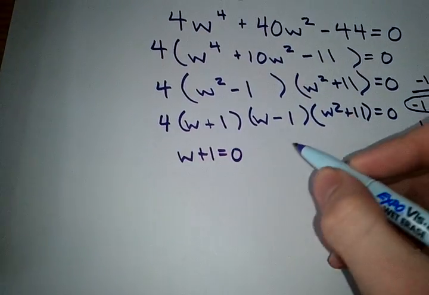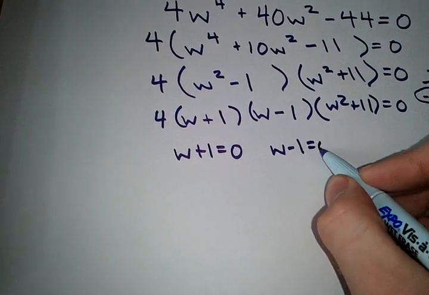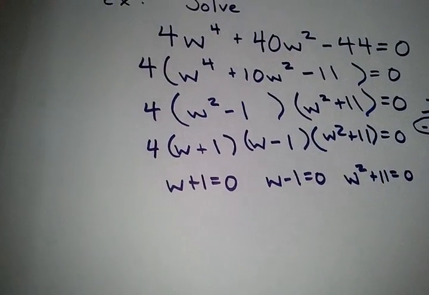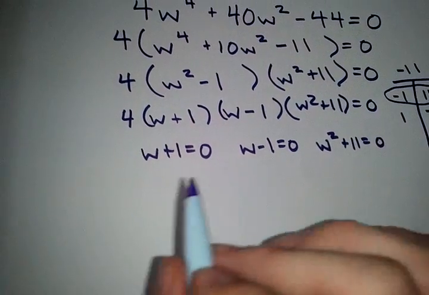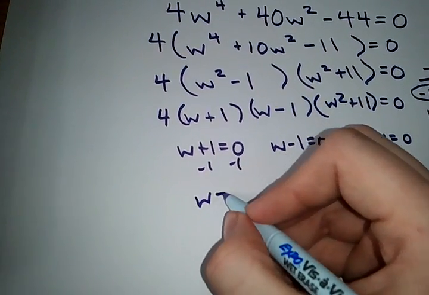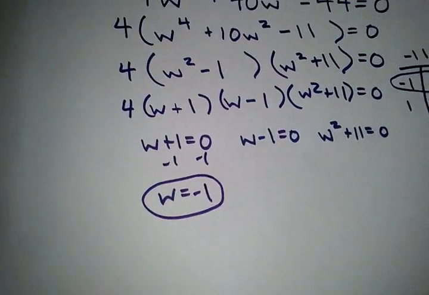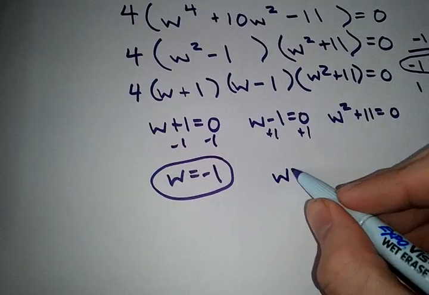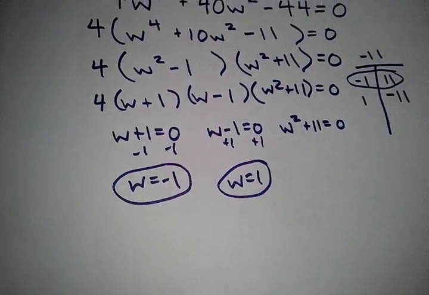W plus 1 equals 0. W minus 1 equals 0. W squared plus 11 equals 0. The first two equations are going to be pretty easy to solve. Minus 1 gives you the first solution. Add 1 to both sides, we get our second solution.